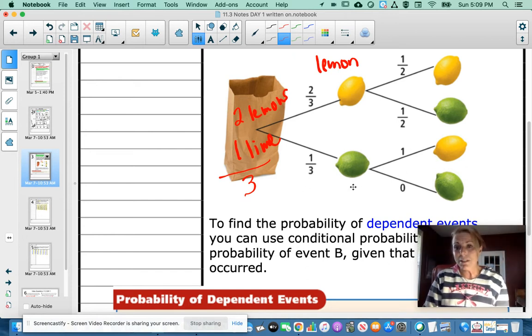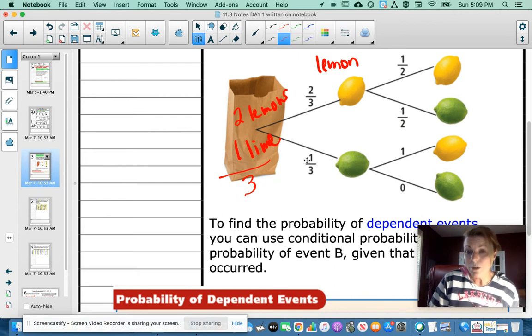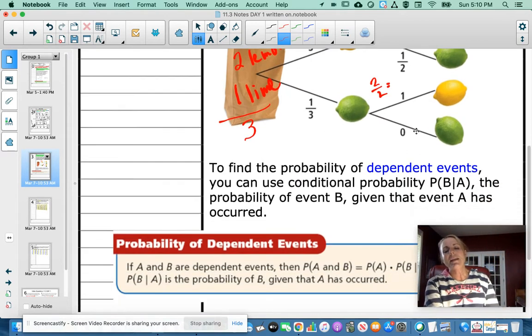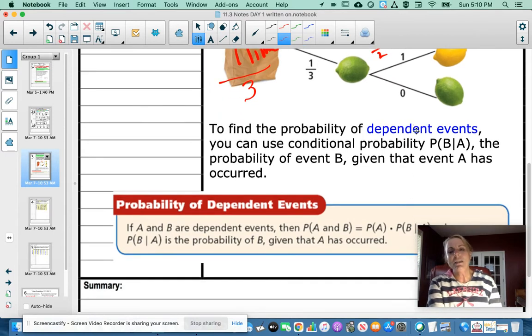Let's see what happens when we pick a lime first. The probability of getting a lime is 1 over 3. There's 1 lime, there's 3 pieces of fruit. If then I ask, what's the probability of picking out a lemon? Well, if I take that lime out, there's only 2 pieces of fruit left, and they're lemons. 2 over 2, that's 1. If I take out the only lime in the bag and ask what's the probability of getting a lime again? That is 0. This is demonstrating that on a dependent probability, the probability of the second event is affected by the first.